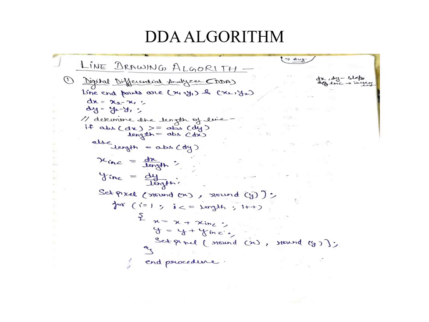In the next step we determine the length of the line. If absolute dx is greater than or equal to absolute dy, length is absolute dx. Here we consider the absolute values of dx and dy. In the next step we have to determine the increment of the length. How to decide the increment? For the x increment we use dx upon length, and for the y increment we use dy upon length.